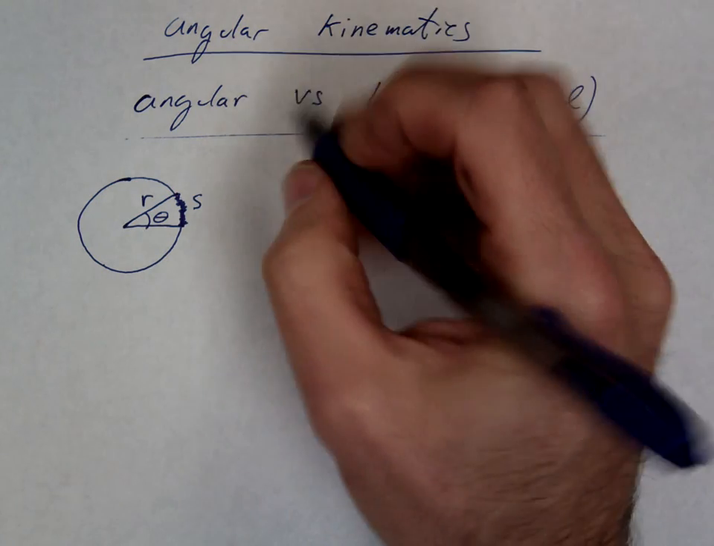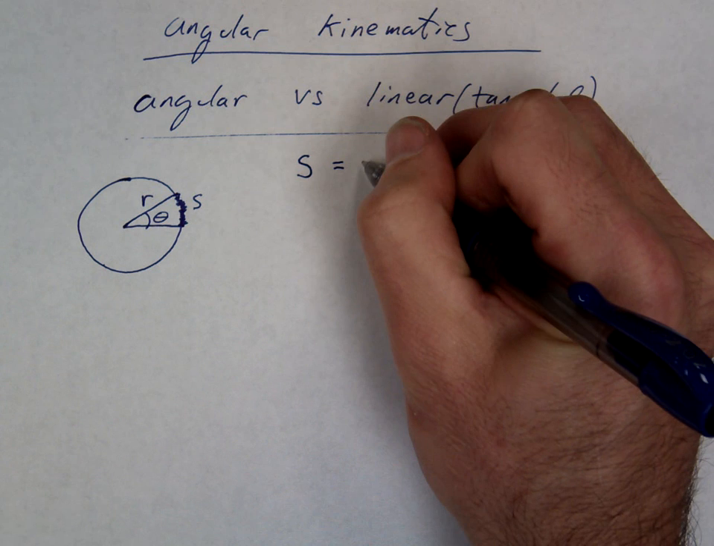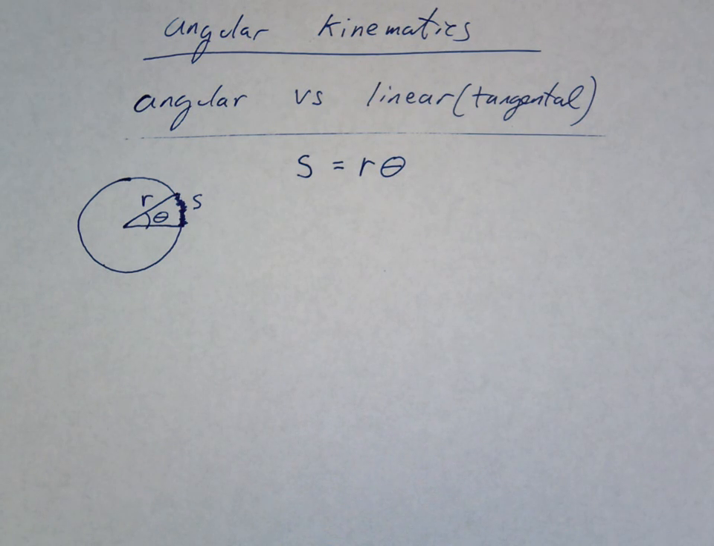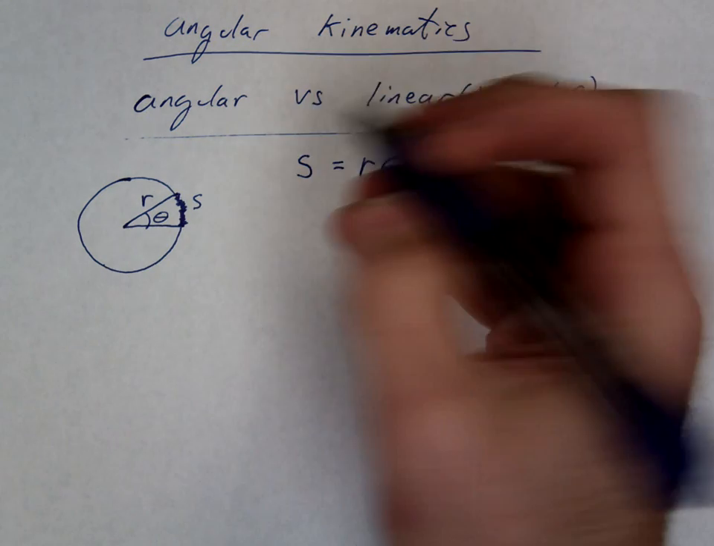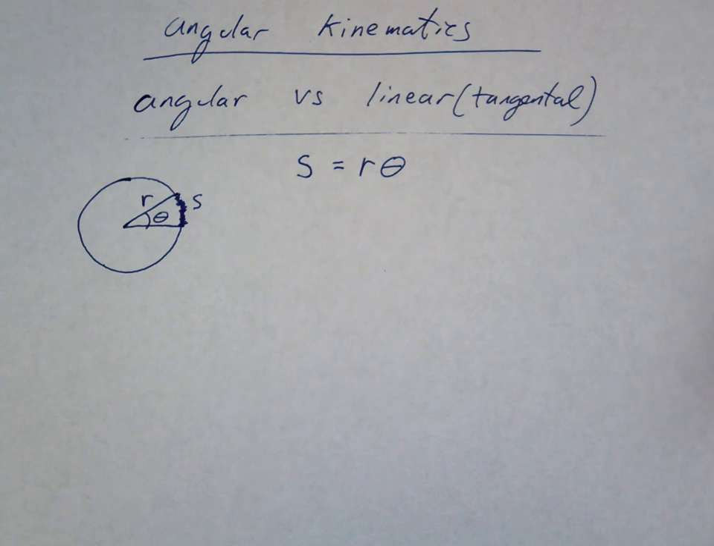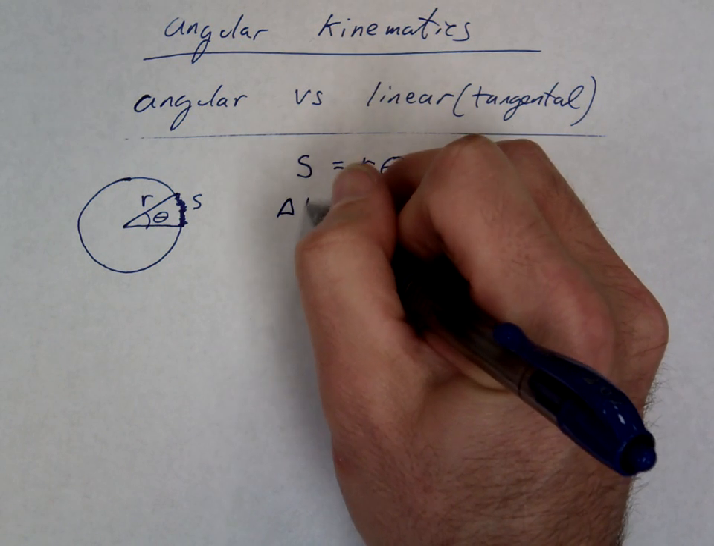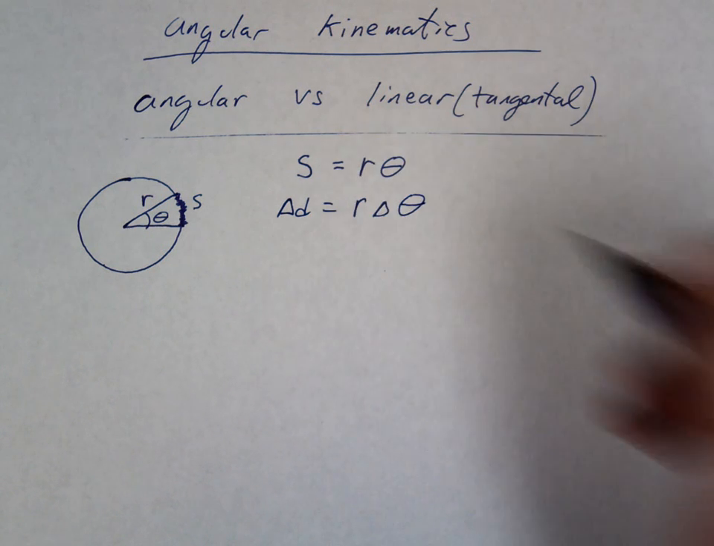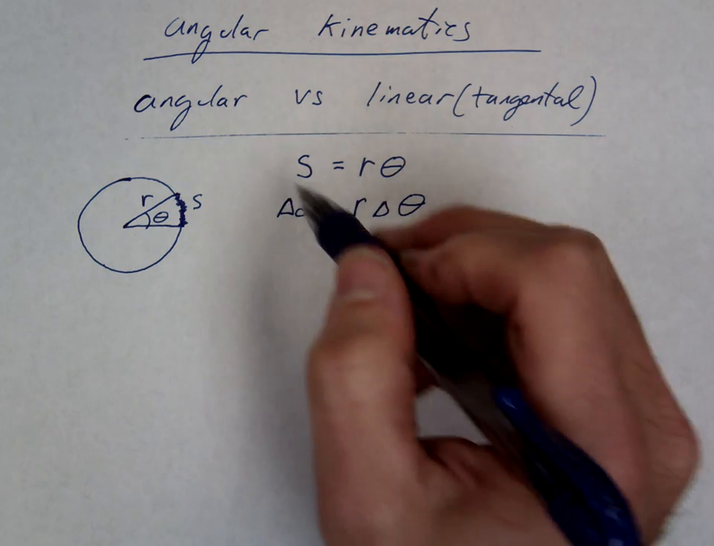So we've already talked about the relationship a little bit. We said that S was equal to r theta. And remember, S is just a distance, so I could just as easily call this d equals r theta. They just use the term S. I could also call it delta d, and delta d would be equal to r delta theta if we're talking about a change. Okay? So this is one relationship here.